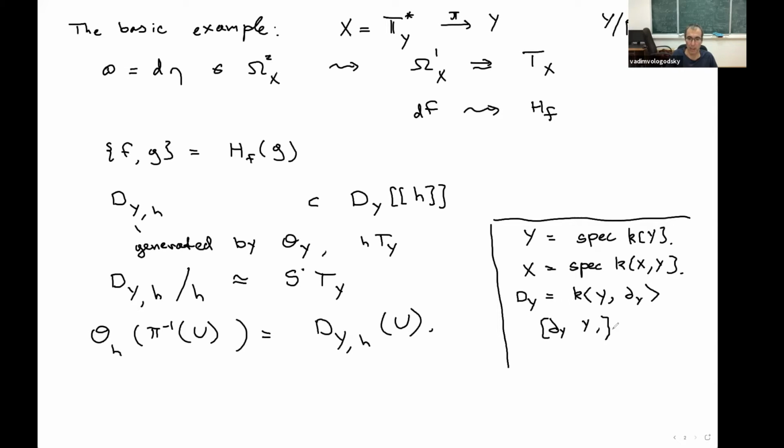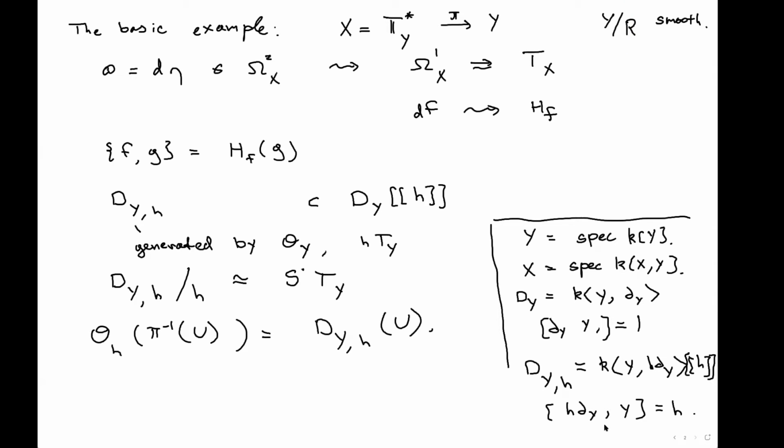So now what happens if I take D_Y^h? Well, that's going to be the algebra generated by two variables, y and h dy, and the relation is going to be that the commutator, so this is 1, and here the commutator is going to be h, right? Yes, and I need to add formal power series. So then the quotient by h looks like it's just K[Y], right? No, because h times dy is not divisible by h in this ring.